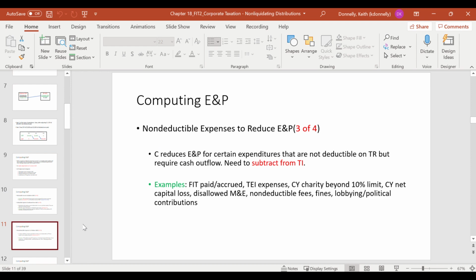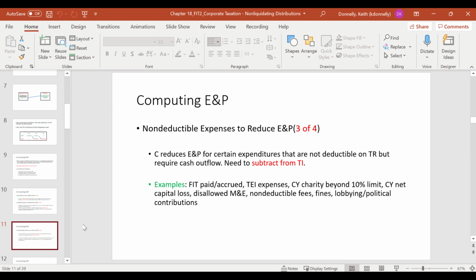Number 3 here. These are non-deductible expenses to reduce E&P. Okay, so these were expenses on the tax return we didn't get a deduction for. However, for E&P, we should get a deduction for these. Accordingly, what we would do here is we would subtract these from our taxable income. We didn't get the deduction before. We should get it now. How you effectuate a deduction is through a subtraction.